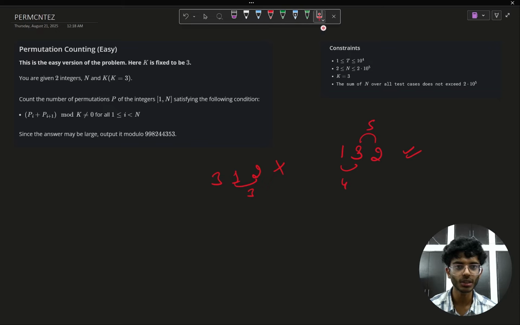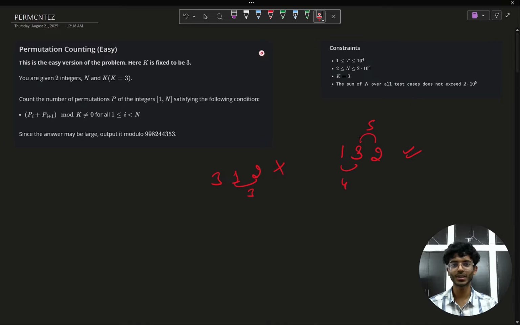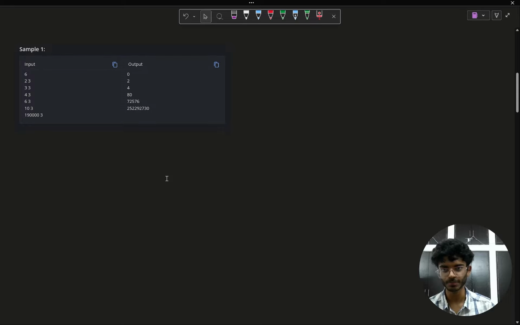Now let's see the constraints. In the constraints, we're given that t will be as big as 10 raised to the power 4. N will be in between 2 and 2 times 10 raised to the power 5. And k will always be equal to 3. And the sum of n over all test cases never exceeds 2 times 10 raised to the power 5. So we need to come up with an O(n) or something like O(n log n) solution, right? Now let's see the sample inputs.